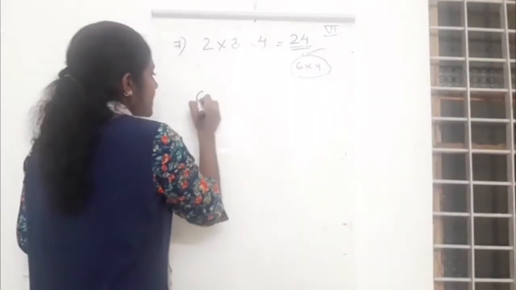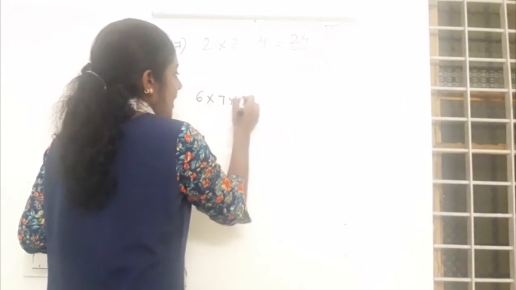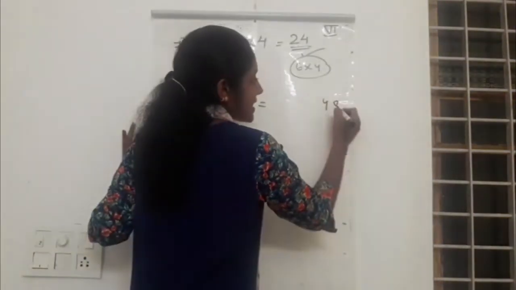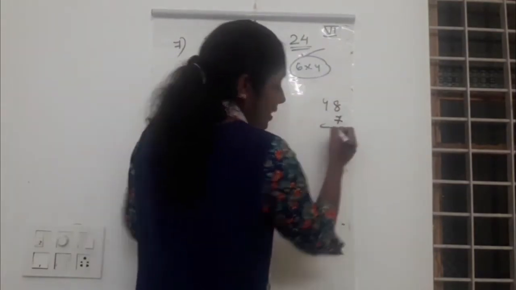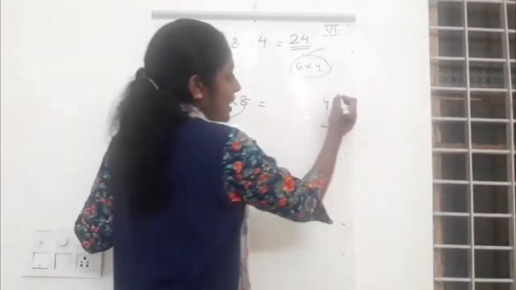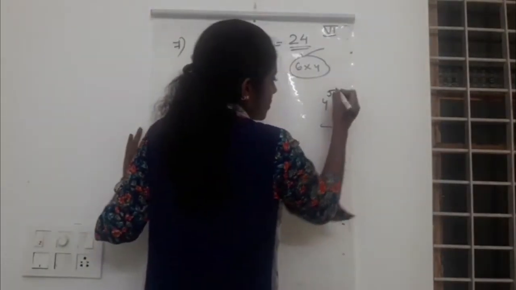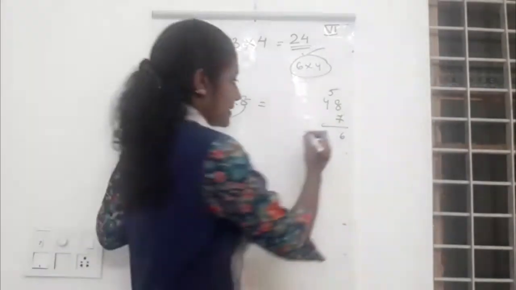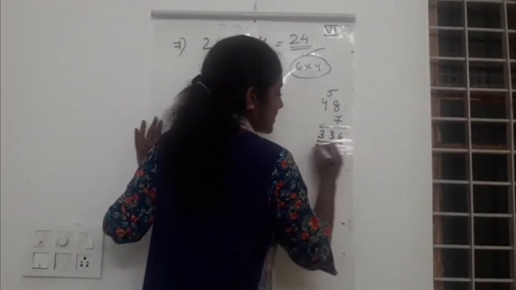Now let us try 6 into 7 into 8. So 6 into 8 is 48. We have to do 48 into 7. Only if you try it like this will you get the answer. 48 into 7: 7 4s are 28, 28 plus 5 is 33. That is 336 is the answer.